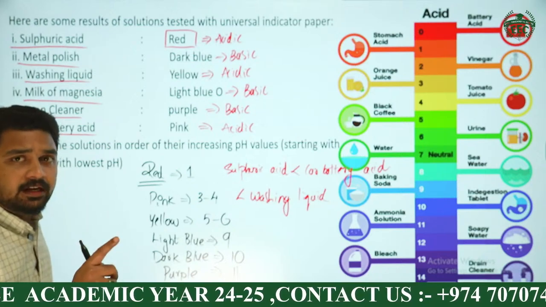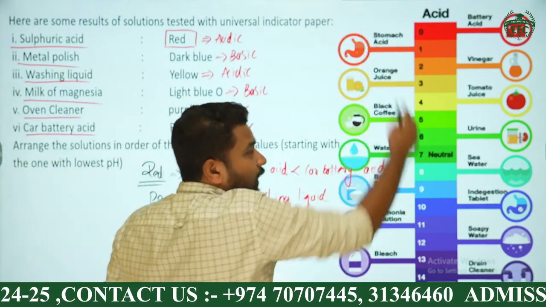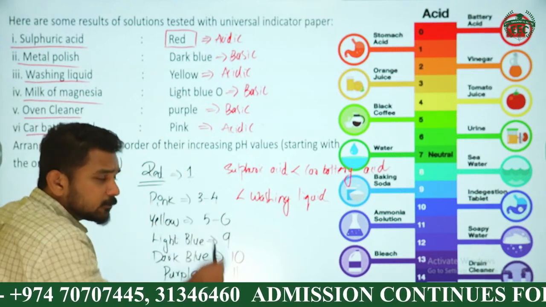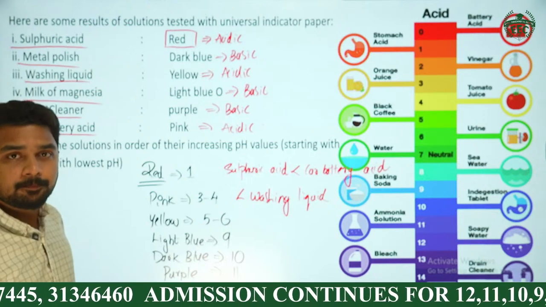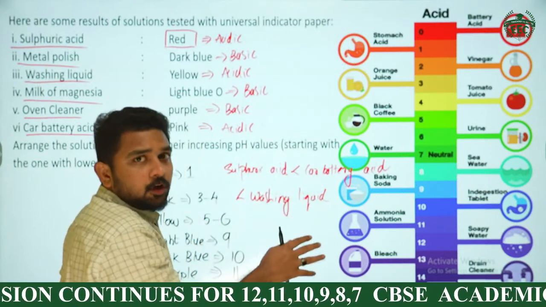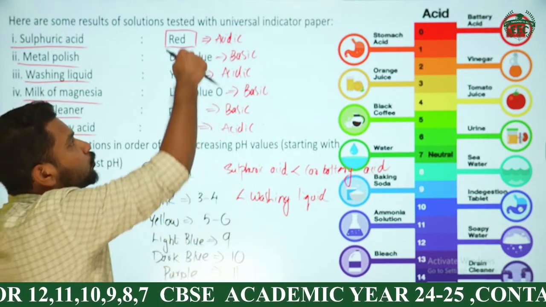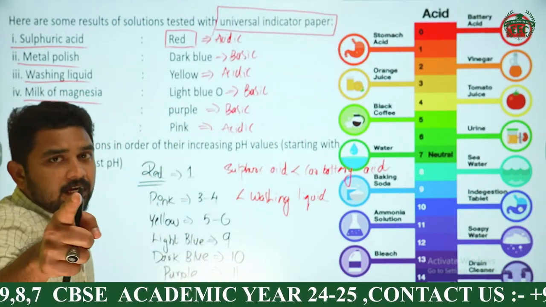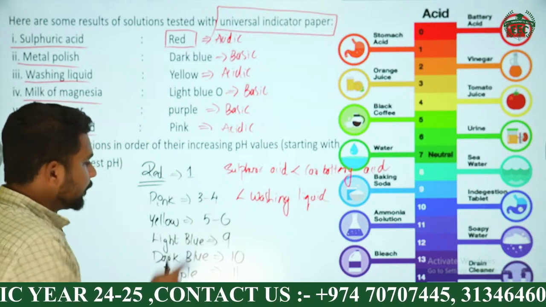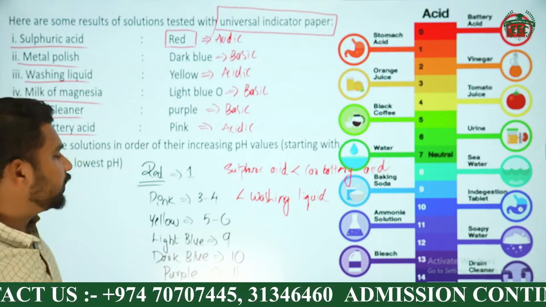So guys, if you feel difficulty in your exams from the topic of the universal indicator, you can study the colors and their corresponding pH value. It will be very helpful. If tomorrow's question from the universal indicator paper topic is difficult, you can expect this question. For solving this question, you only have to remember the pH values and their corresponding colors. That's it.